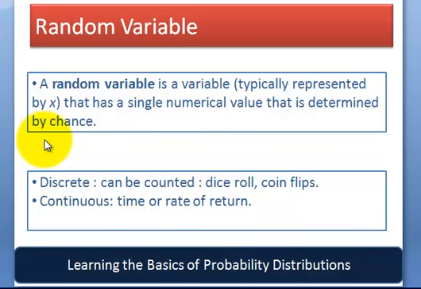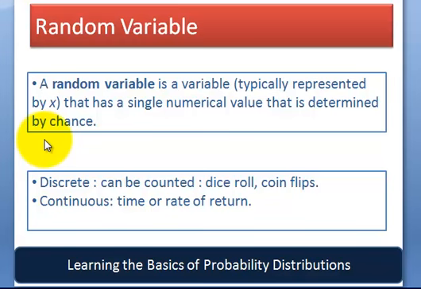So a couple terms again. A random variable is just a variable typically represented by an x that is a single numerical value that is determined by chance. And we can have discrete random variables, which are random variables where the outcomes can be counted, like a dice roll or a flip of the coin, or they can be continuous, like time or a rate of return. Continuous is like all real numbers between 0 and 1. Discrete would be integers from 1 to 10, rolling of a dice, etc. And the reason this is important is these will be handled a little bit differently.